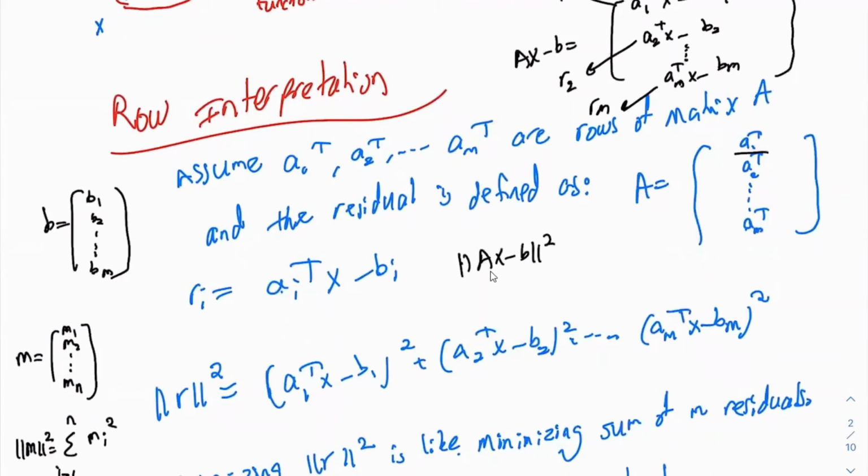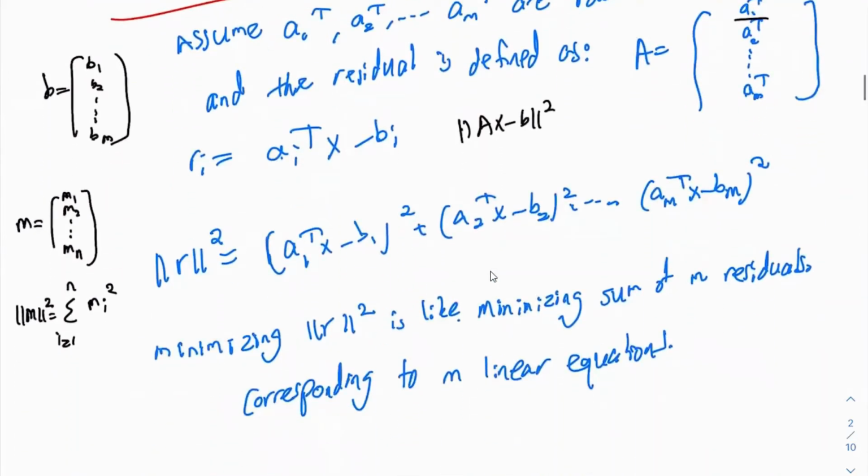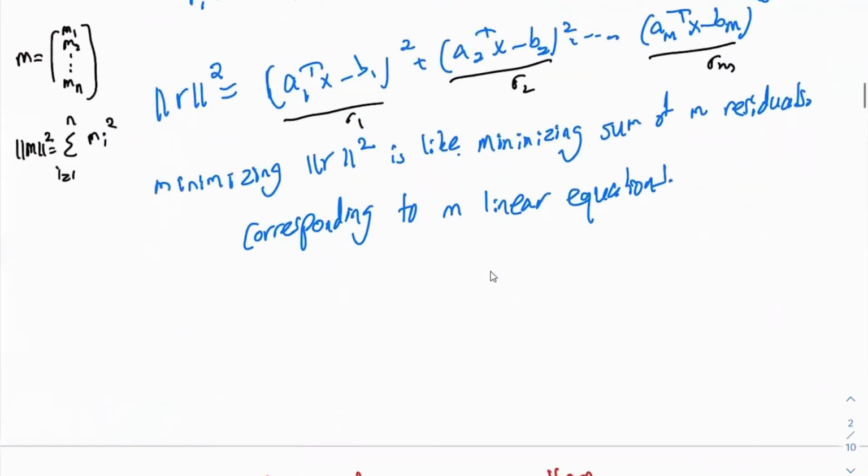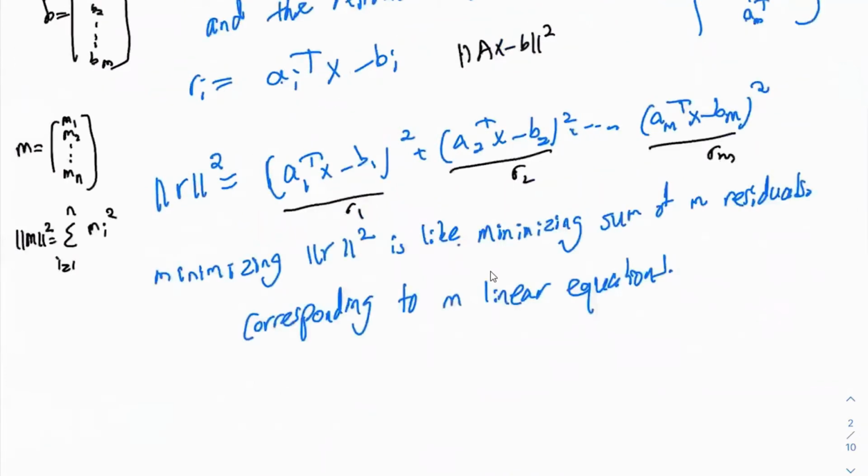Okay, good. Now, minimizing this norm of the residual square, or norm Ax minus b square, is like minimizing the sum of m squared residuals, right? This is the first residual r1, this is the second residual r2, and this is the last residual rm, right? So now I said here corresponding to m linear equations. What do I mean by that? So what is this a1 transpose x minus b1? What is a1 transpose x?